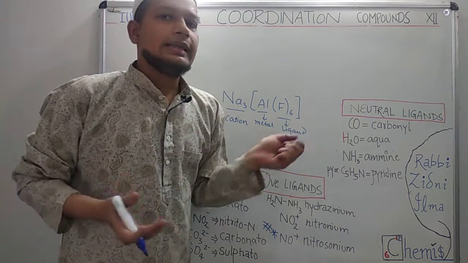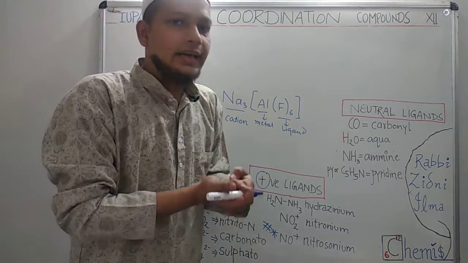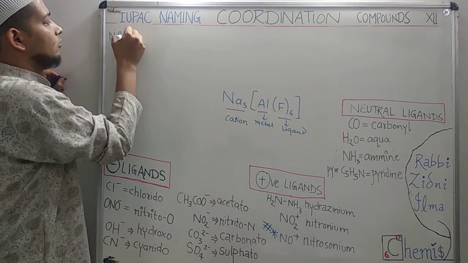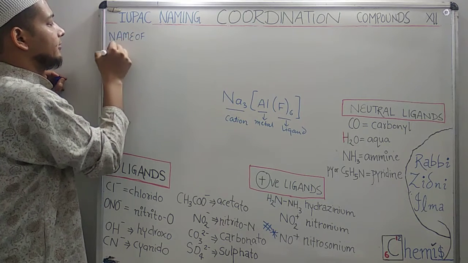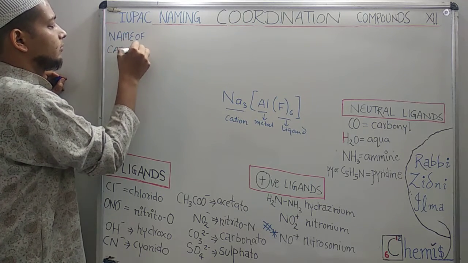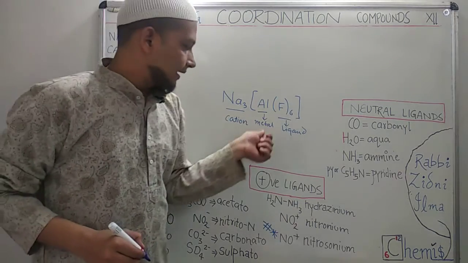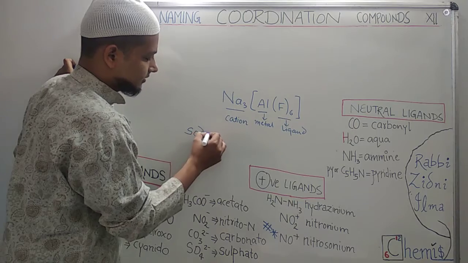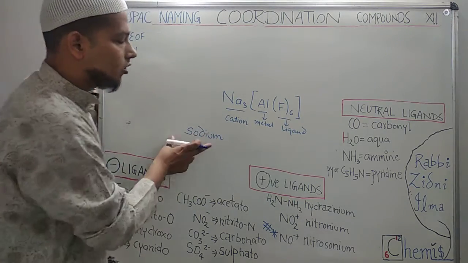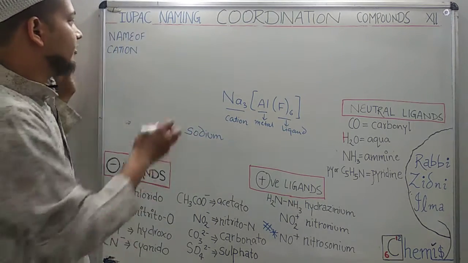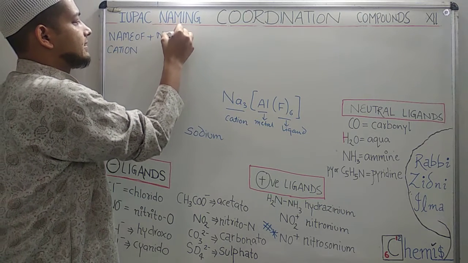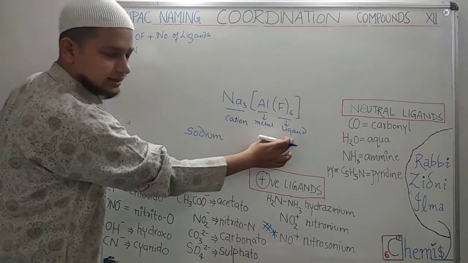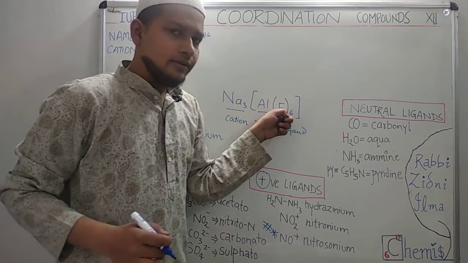Now the naming, the standard protocol, the technique or the trick. First of all, write down the name of the cation. So the cation is what? Sodium. So we will write down sodium in small alphabets. It is part of the rule, small alphabets, sodium. Then we will name the number of ligands. Here we have 6 ligands, and the ligand is fluoride, fluorine.